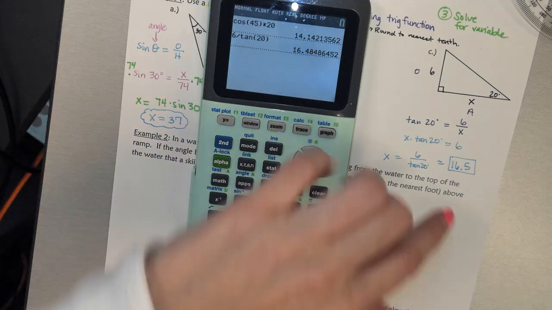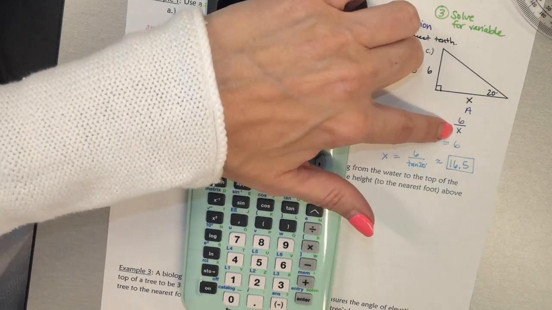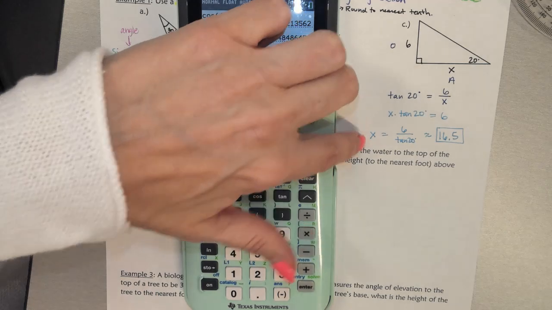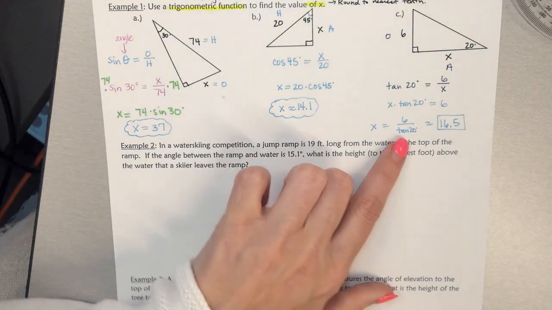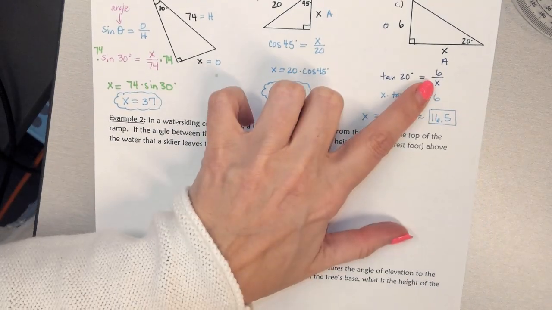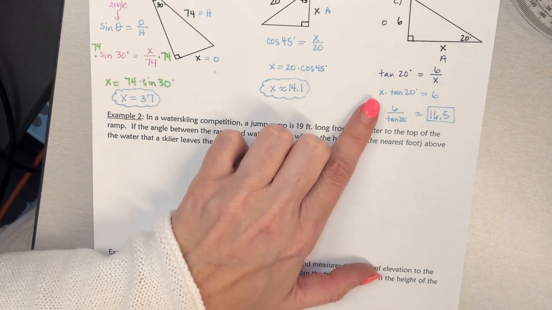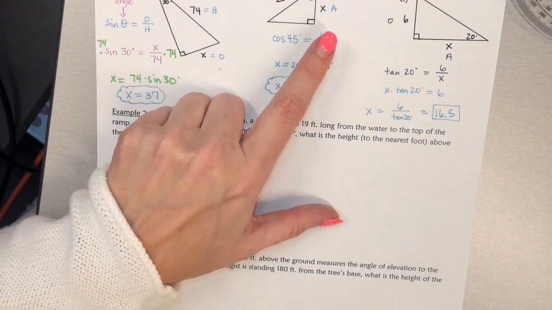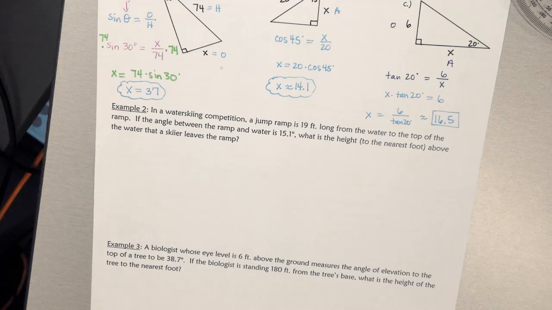Okay, so when you notice the variable is in the denominator, if you just want to jump to this step, you can. If the variable is in the denominator, you're going to end up dividing. If your variable's in the numerator, you're going to end up multiplying. Okay, so that's a pattern that you'll notice when you've done this several times.